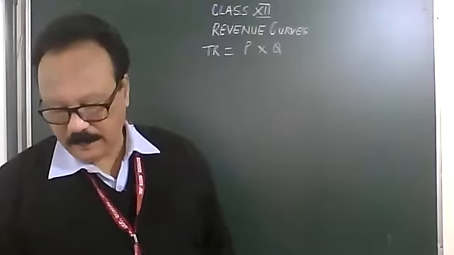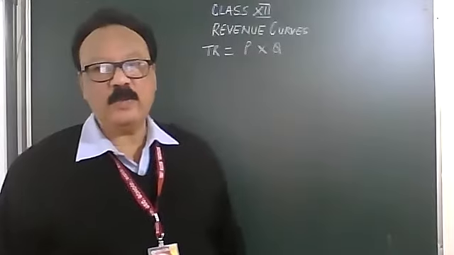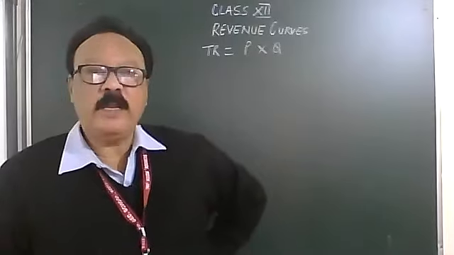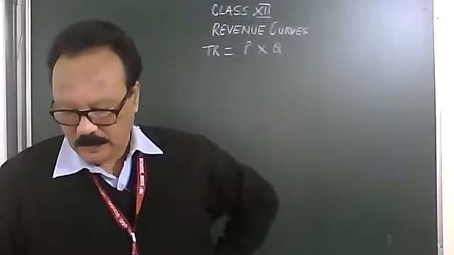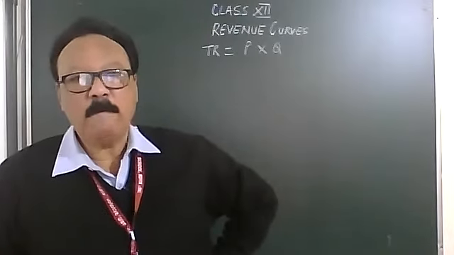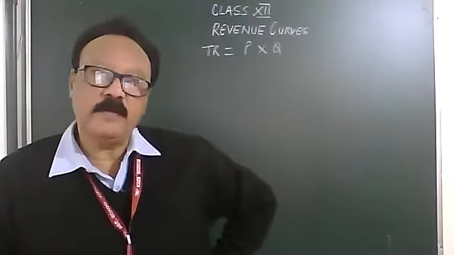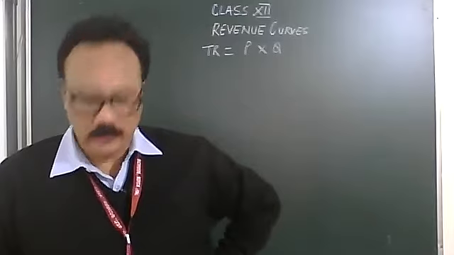So if a firm sells 10 units of a commodity at a price of 25 per unit, what will be the total revenue? P into Q, 25 into 10, 250. That is the total revenue.